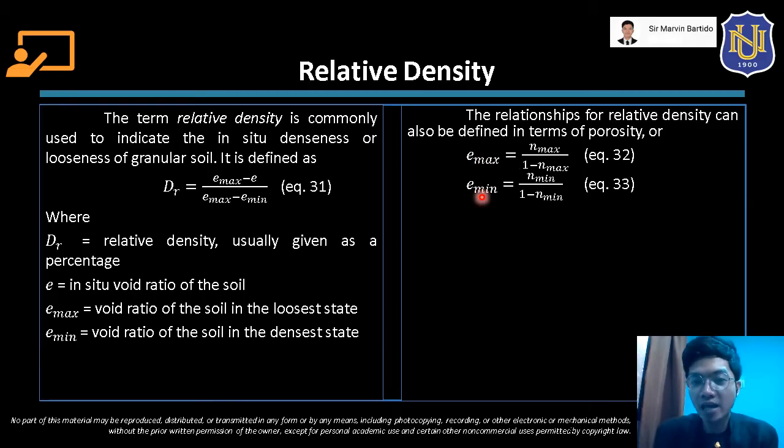So on the other hand, class, for E minimum, that will be N sub min over 1 minus N sub min. And then, class, for the in situ void ratio, it is N over 1 minus N.